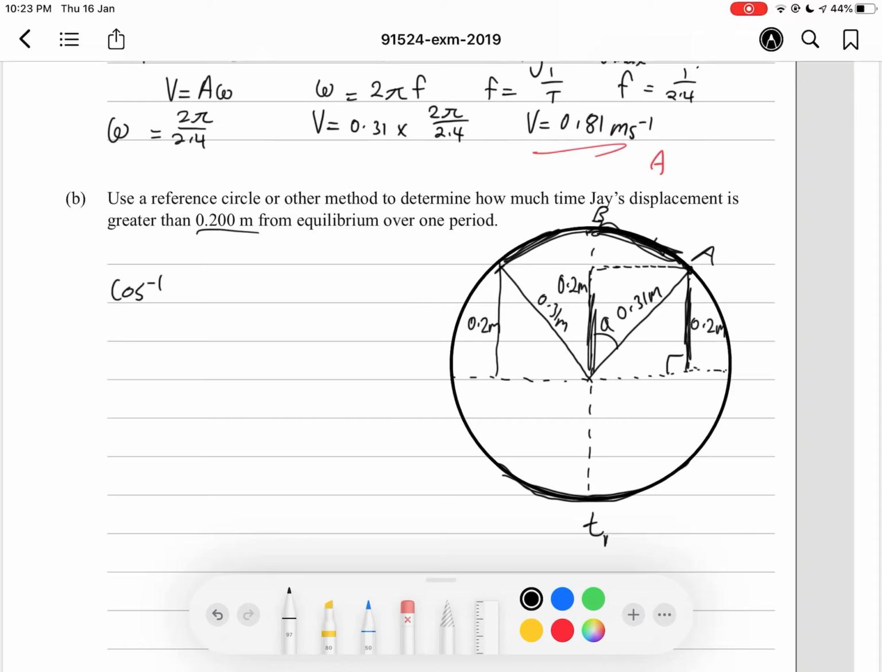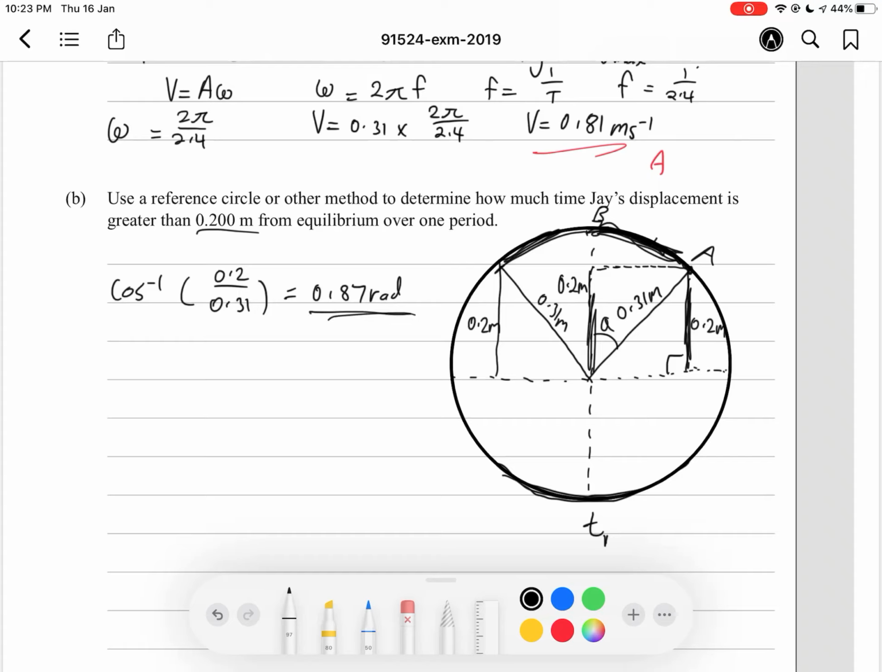In this case, we're going to be using cosine, so theta equals inverse cos of 0.2 divided by 0.31. Remember to set your calculator on radians. That gives us 0.87 radians. So this angle here is 0.87 radians.